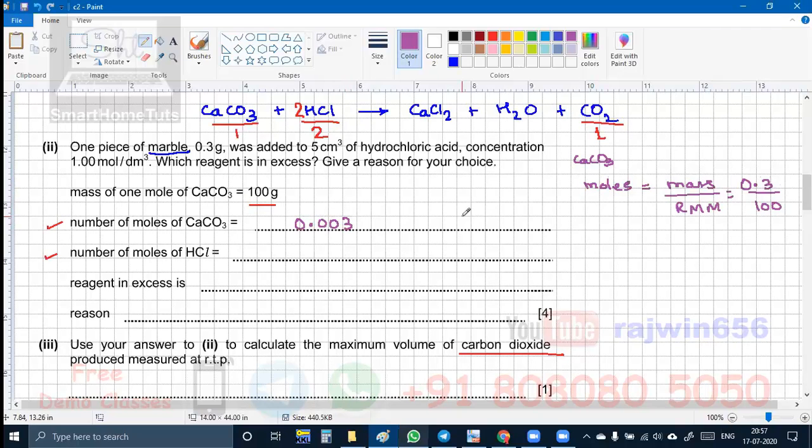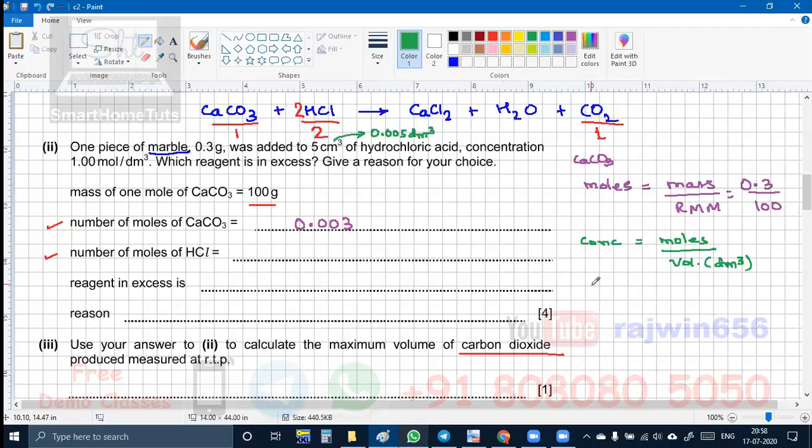If I divide this, the value that I'm going to get for CaCO3 is 0.003. Now I'm supposed to calculate the moles of HCl. As I've given you the formula for concentration, concentration is equal to moles divided by volume. This volume should be in dm cube. That is 5 cm cube. If I divide this by 1000, it's going to become 0.005 dm cube. Cm cube is converted into dm cube.